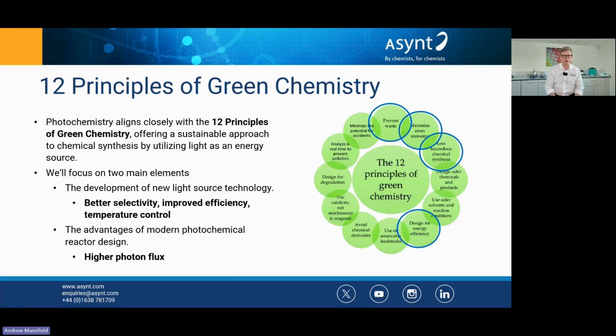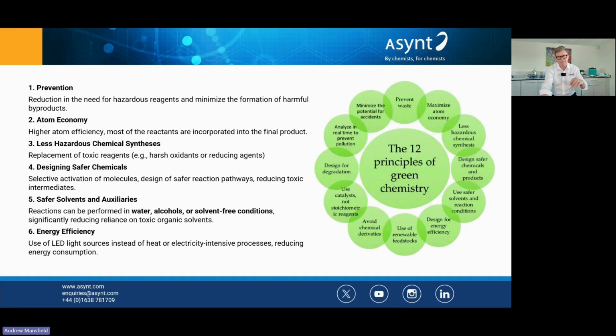We can have better selectivity, improved reaction efficiency, better temperature control, and improved design allows for higher photon flux, which means that we can potentially increase the reactivity rates of our reactions. So, I mean, even with just those two elements, we're preventing waste. We've got better atom efficiency, less harmful chemical synthesis, and a design for energy efficiency. Photochemistry really potentially hits every single one of those green principles.